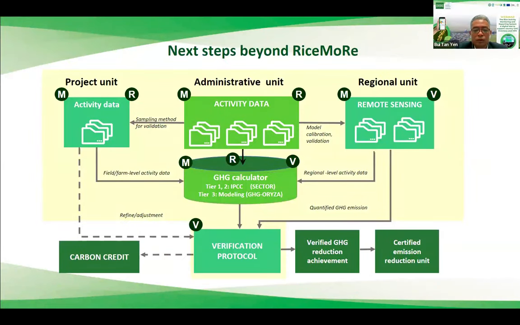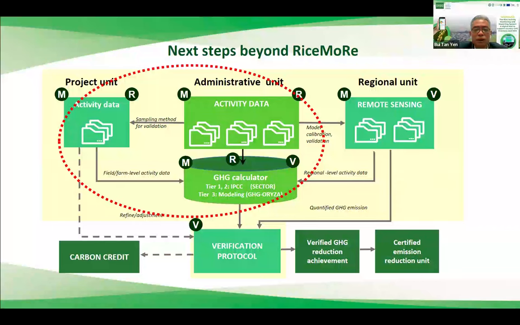Until now, RiceMoRe has been transferred to the Vietnam government and is officially operated, covering about 75% of the rice planting area. What is the next step beyond RiceMoRe? From this slide, you can see that in our proposed MRV framework, activity data plays a very important role to provide input for the GHG quantification.